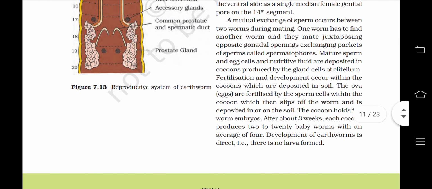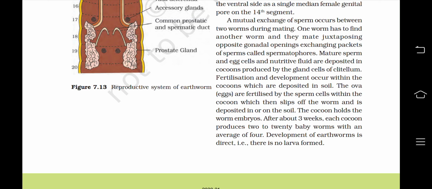A mutual exchange of sperm occurs between two worms during mating. One worm has to find another worm and they mate, juxtaposing opposite gonadal openings, exchanging packets of sperms called spermatophores. Mature sperm and egg cells and nutritive fluids are deposited in cocoons produced by the gland cells of clitellum. Fertilization and development occur within the cocoons which are deposited in the soil.